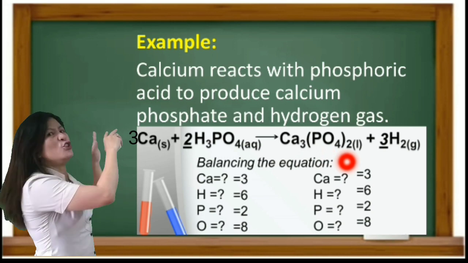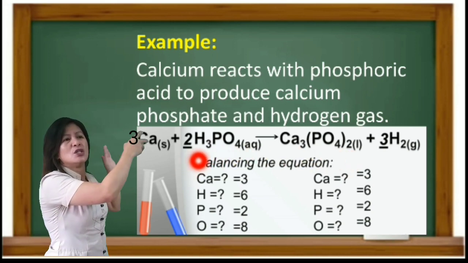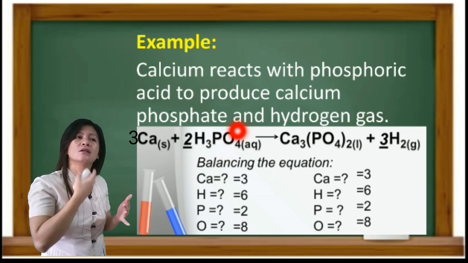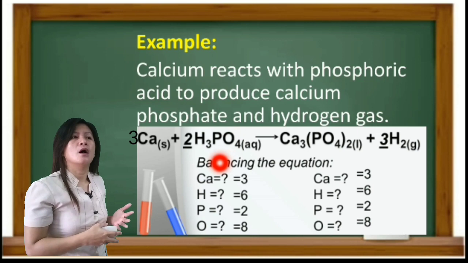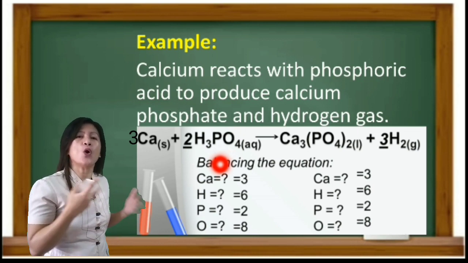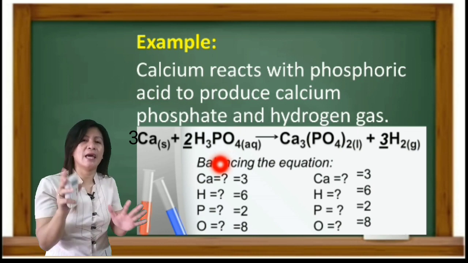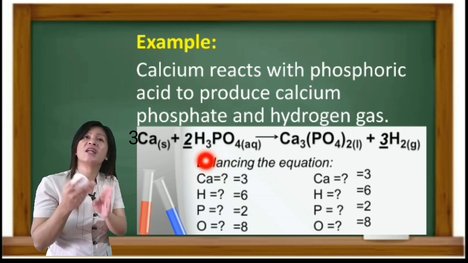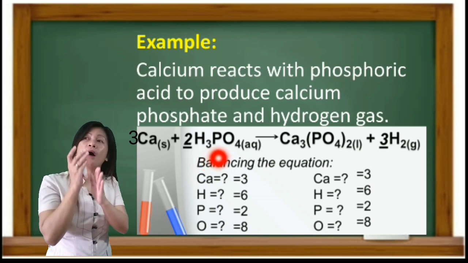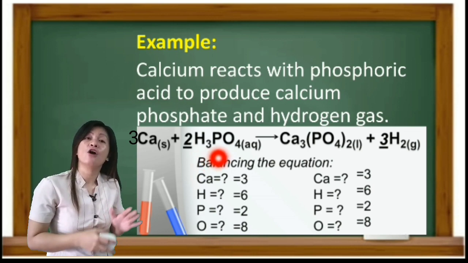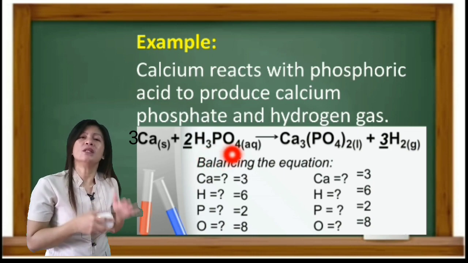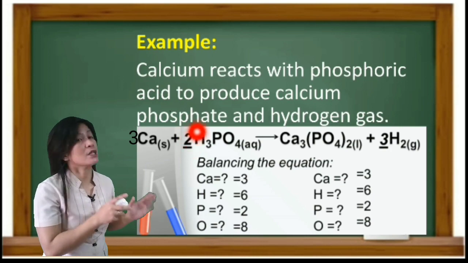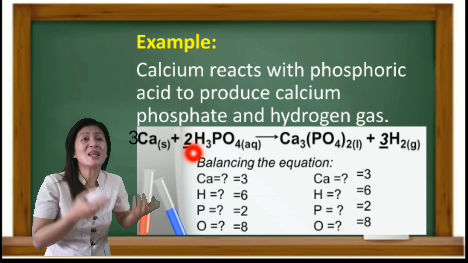You don't change the subscripts of formulas. You never do that. You don't add subscripts also. You can only add coefficients when balancing. Again, never change subscripts, never add subscripts, or never add numbers in between symbols of elements in a chemical formula. By balancing, you only add coefficients in front of the formula. That's the only way you can balance an equation.